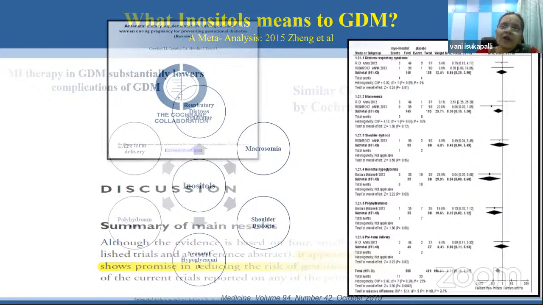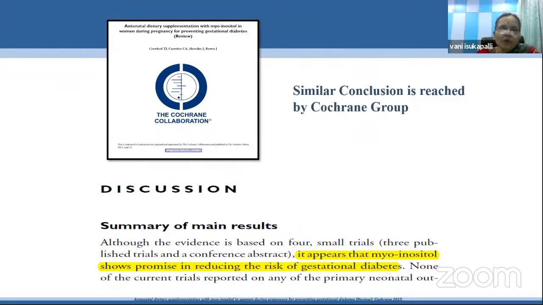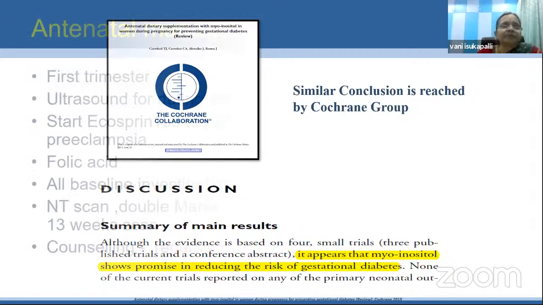So all of us believe that the Cochrane group statements are very, very evidence-based for us. The Cochrane group has summarized the different studies and said that it appears that myoinositol shows promise in reducing the risk of gestational diabetes, and it also reduces the insulin requirement or the metformin requirement in women who are put on insulin or metformin. So this was the conclusion drawn by the Cochrane group. So I think we can all think that it is almost evidence proved that we can add myoinositols to our GDM women.